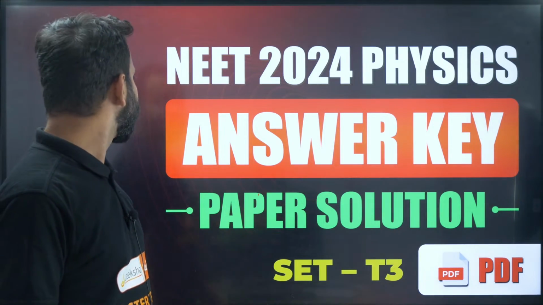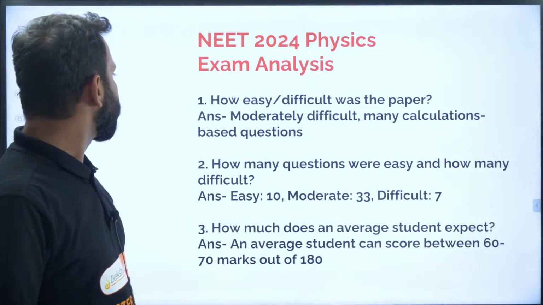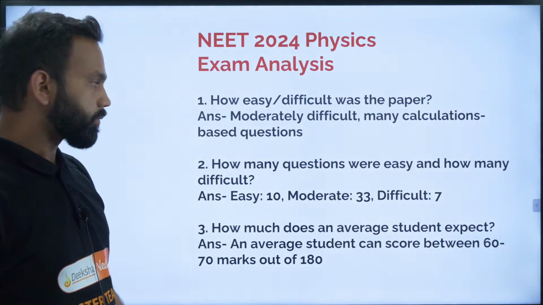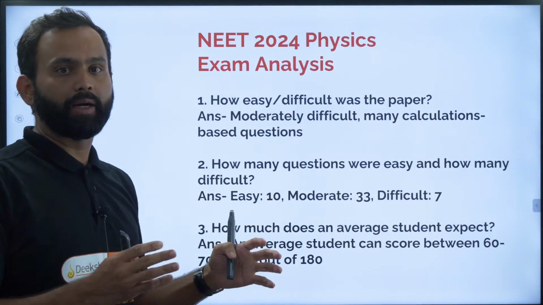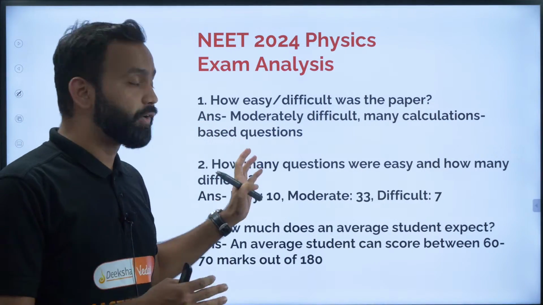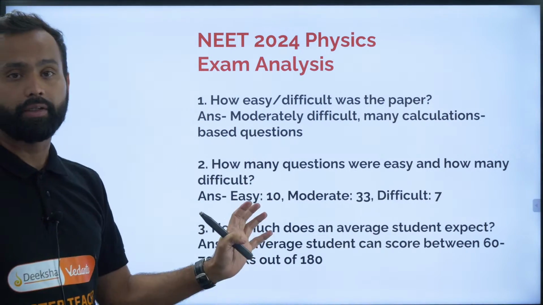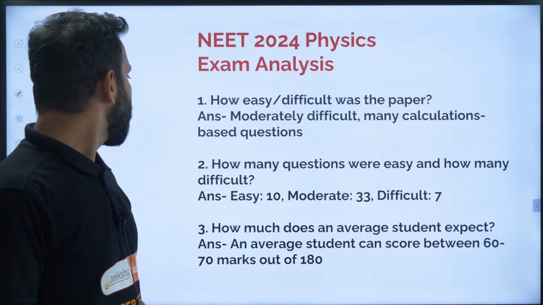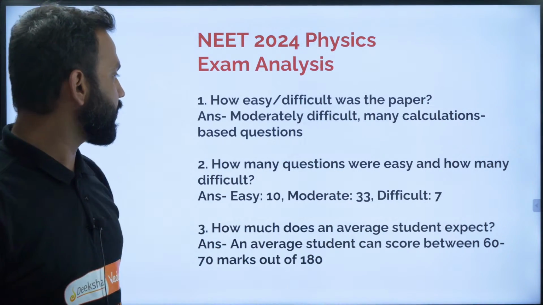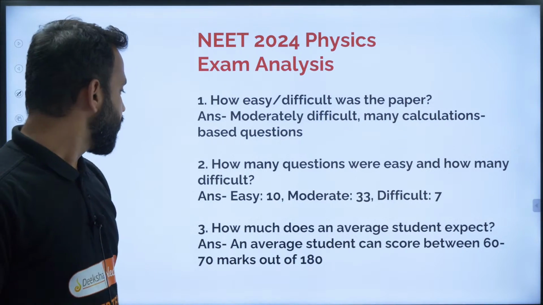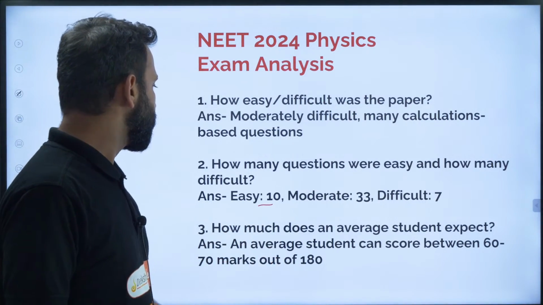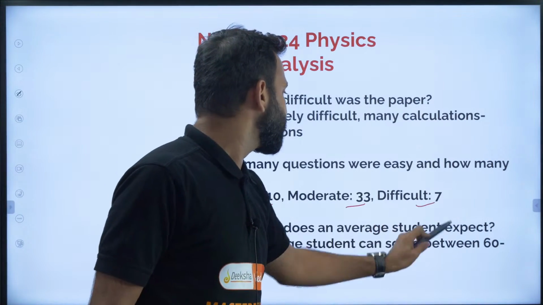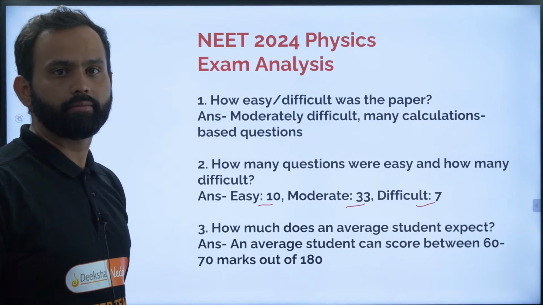How was the paper? The first one: how easy or difficult was the paper? If you compare, the difficulty level of the paper is moderate to difficult. Many numerical calculations are involved. The second one: how many questions were easy and how many were difficult? Easy questions are 10, 33 are moderate or medium level questions, and 7 questions are difficult.